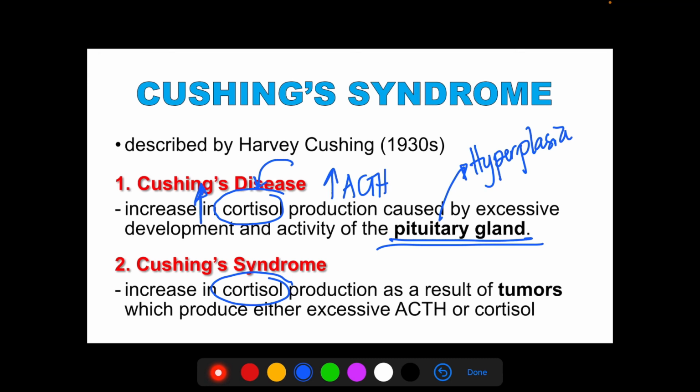And also a pituitary tumor may develop that will stimulate increased production of this ACTH. So that's for the Cushing's syndrome. But you have to take note that in both instances, the primary site of disruption is the pituitary gland, either because of hyperplasia or tumor. So what will happen is there will be an increase in the steroid production and excretion, and also increased ACTH values.